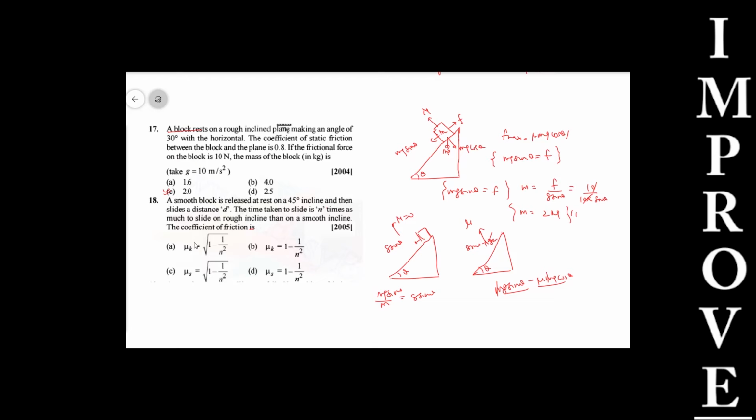Okay, so let's calculate the time. Suppose the distance is d, so s is equal to ut plus half a t square, where ut goes to 0 because initial velocity is taken to be 0. I'm just going to call this a1 and this a2, so d is equal to half into a1 into t1 square. Okay, and in the second case d is equal to half into a2 into t2 square. It's also given that the time taken to slide is n times as much on a rough inclined surface than on a smooth inclined surface. So this time t2 is n times t1. Just put the value of t2 equal to n times t1 and equate both sides and you'll get your answer.